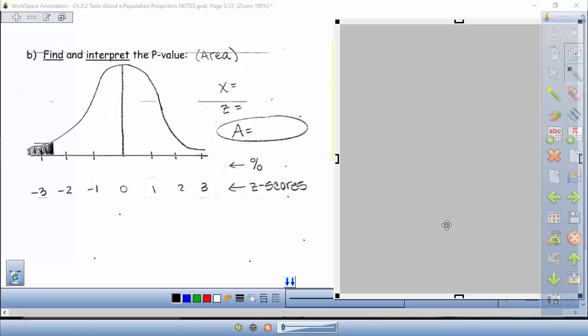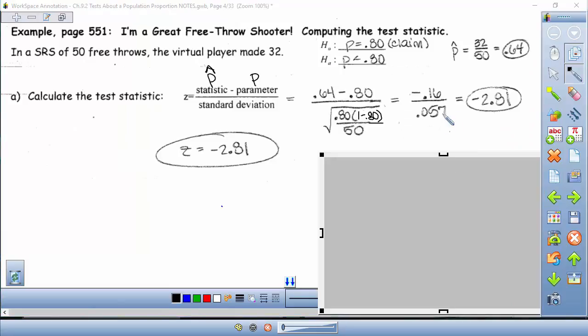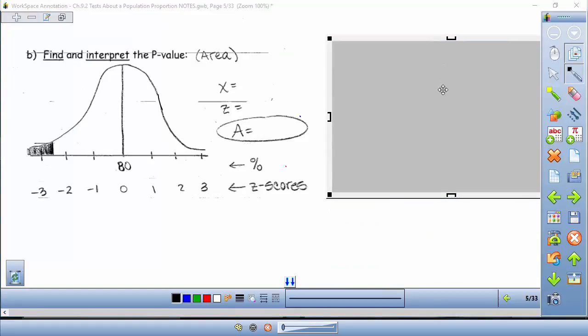All right, in the middle of your bell curve, the center is your original proportion. What was the H0 and the Ha? 0.8. That goes in the center of your bell curve. All right, how far out do we go each time? Well, that is based on your standard deviation. You just found it. What was it? 0.057, right? So you are going up by 0.057 each time, and then down 0.057 each time.